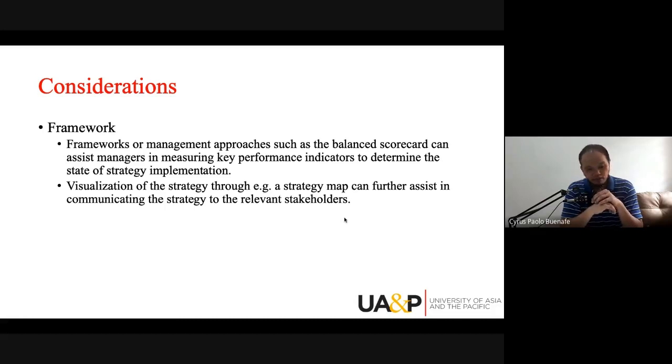And sometimes the framework helps or assists in the visualization of the strategy, which sort of lends itself to the communication theme that we just talked about a while ago. So that's something that you can consider.